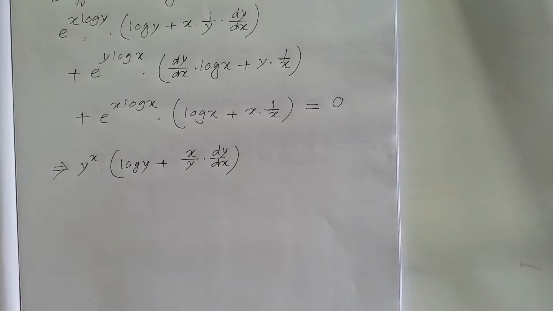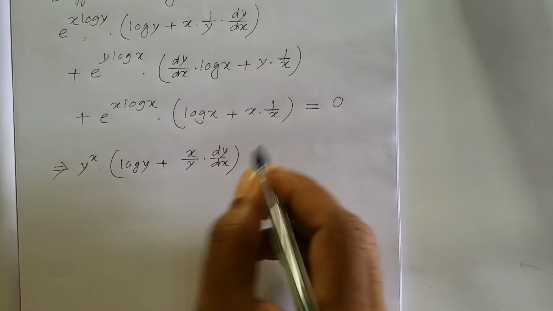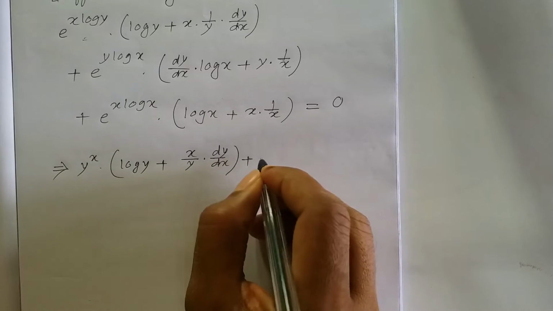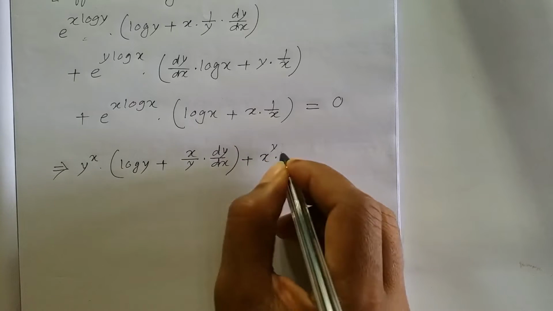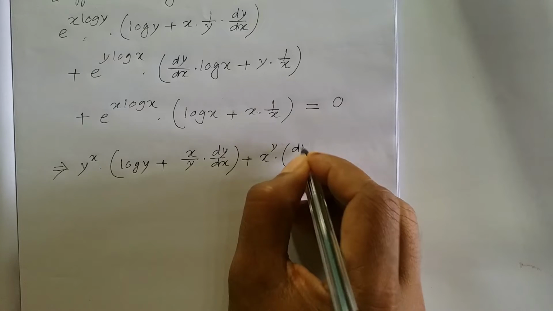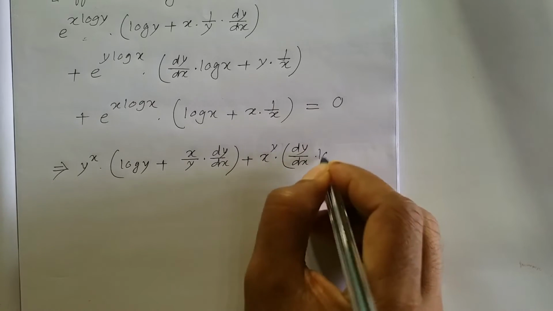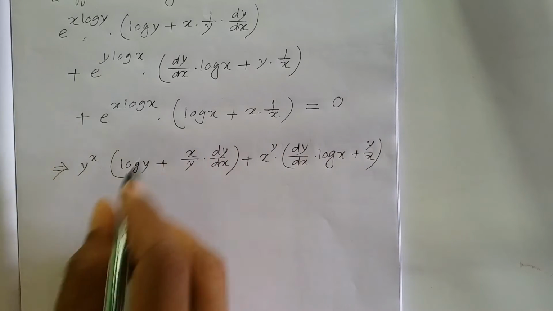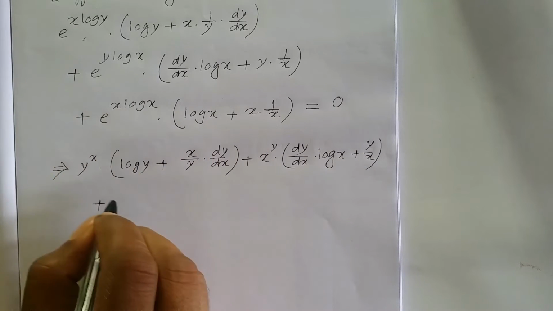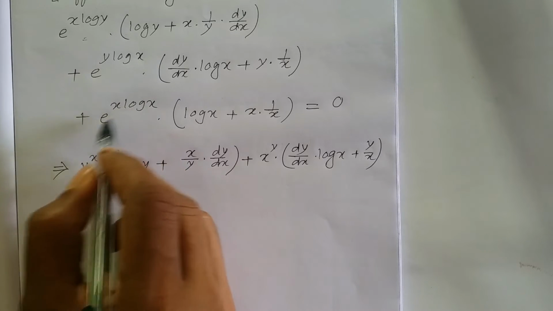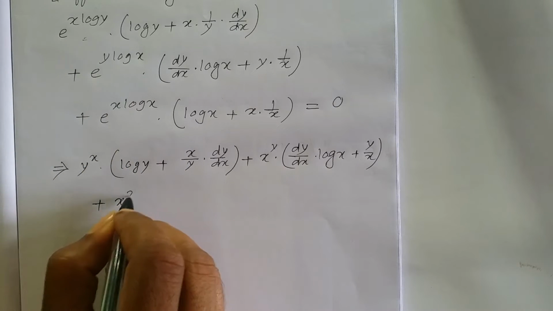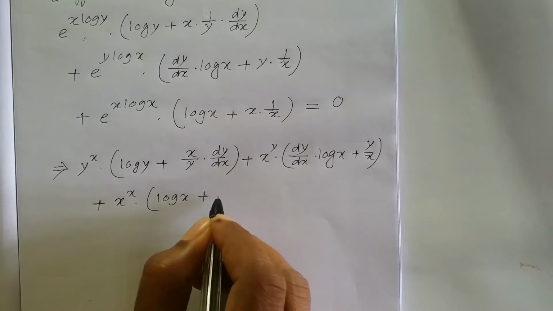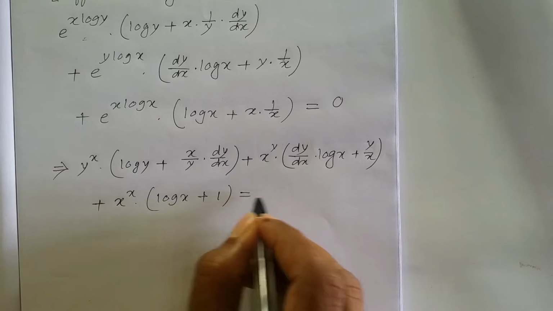Then go to the second one, plus in the similar manner it is actually x to the power y, x to the power y into dy dx into log x plus y by x. Then the last one, plus it is actually x to the power x. This x will go here, and it is x to the power x into log x plus 1 only, this x is cancelled, is equal to 0.